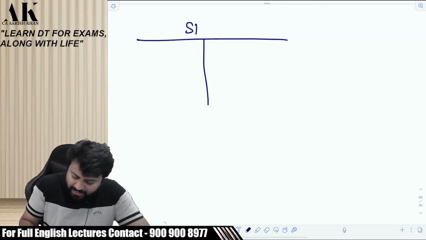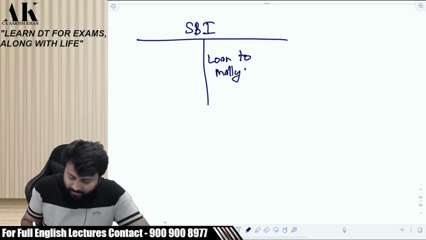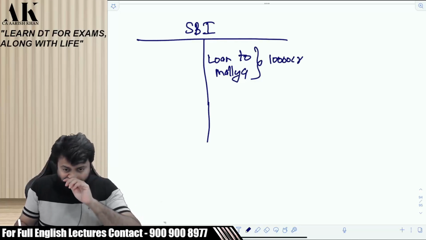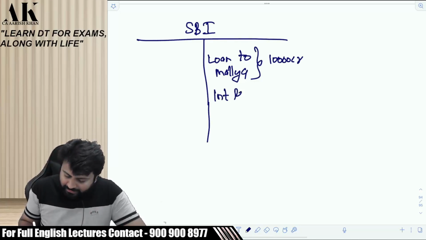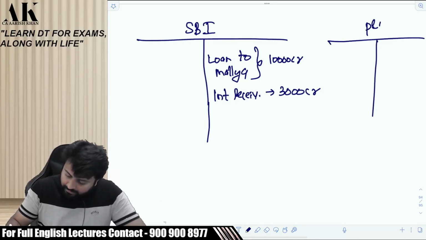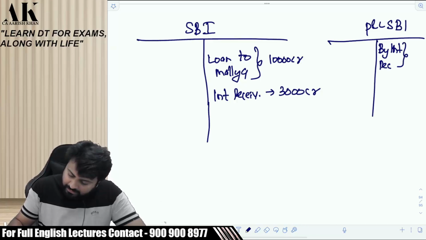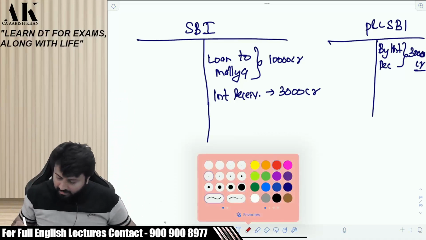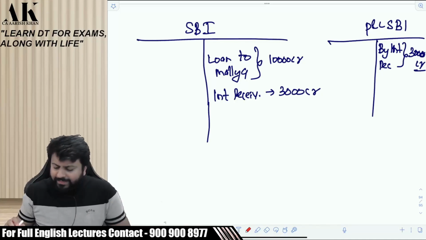Suppose this is the bank, say SBI, and SBI has given a loan to Malia. Loan to Priya Malia, 10,000 crore. Okay. And Priya Malia is liable to pay interest also. There is an interest receivable of 3,000 crore. Okay. And there is a P&L over here, in which the company, the SBI will show interest receivable as how much? 3,000 crore, right? Now Mr. Malia is gone. Okay. So company is writing off. So how much will be the loss of the company?